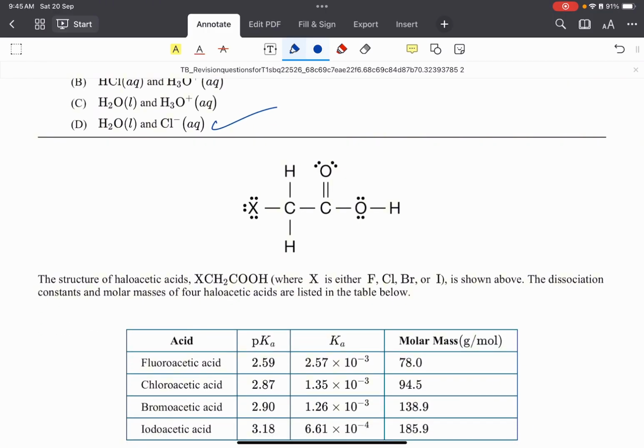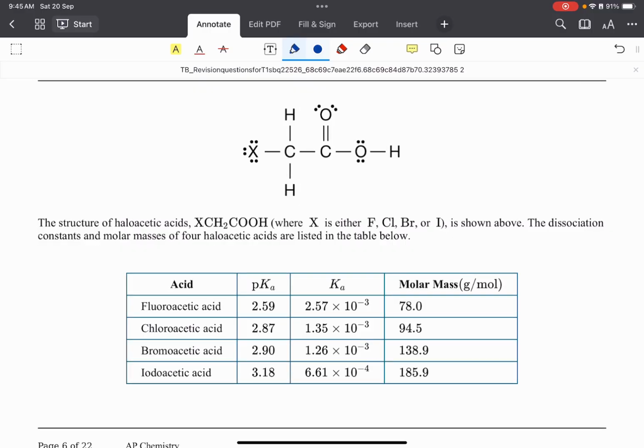Read carefully the question. Now, again, another compound is acidic. That's the acidic H. The structure of halo acetic acid. Okay, so an acid containing a halogen, either F, Cl, Br, or I, as shown above. The dissociation constant and molar masses are listed above. So let's study the table.